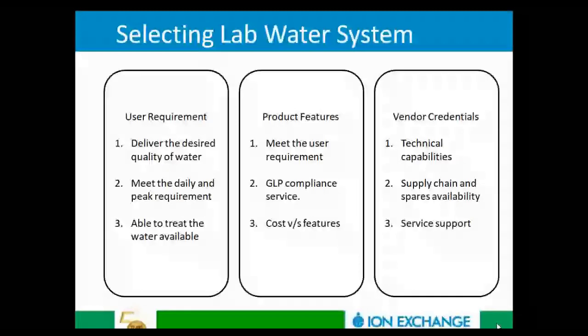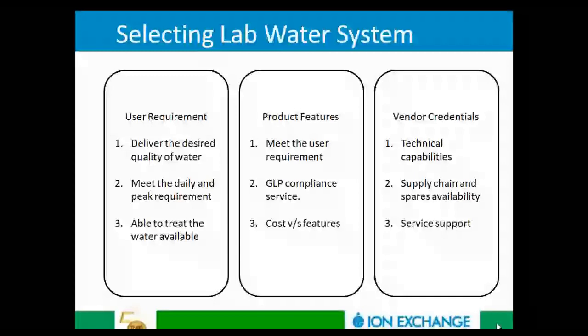So, how do I select a water purification system or a vendor? I think these requirements on this slide can be used or are applicable for any product for that matter. So there are three components. One is the user requirement, second is the product itself, and the third is the supplier or the vendor. The first is the user.